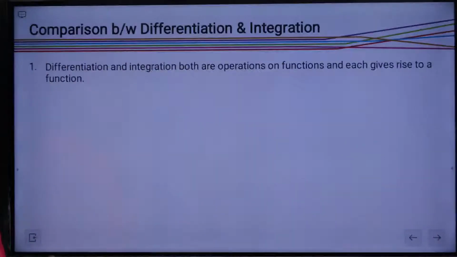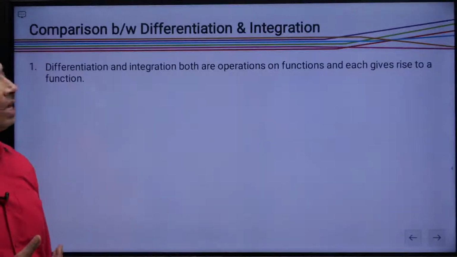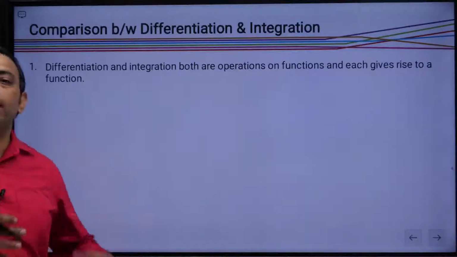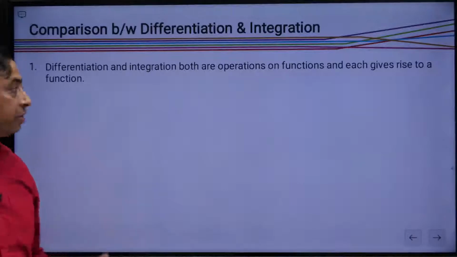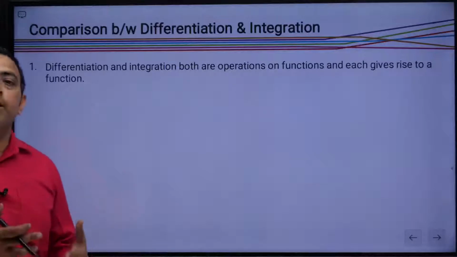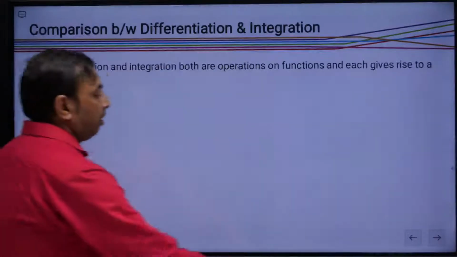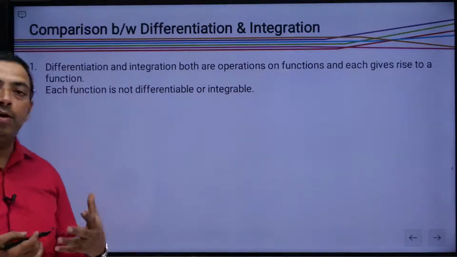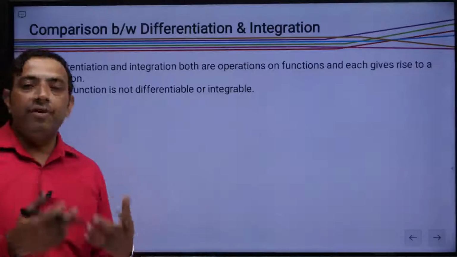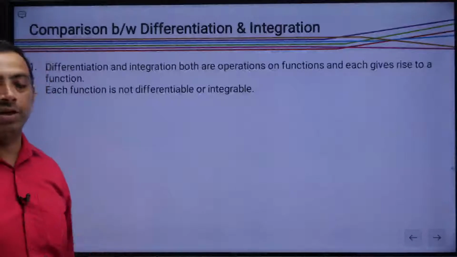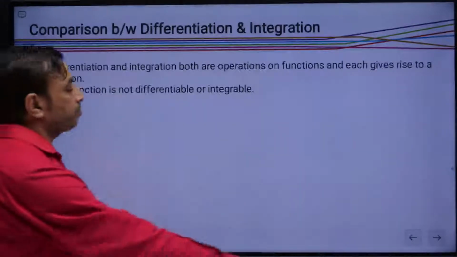The first similarity is that differentiation and integration are both operations, or operators, that apply on functions and give a different function after the operation. Second, each function is not differentiable or integrable. As we know, in differentiation every function can't be differentiated. A similar rule is attached to integration, that every function can't be integrated.